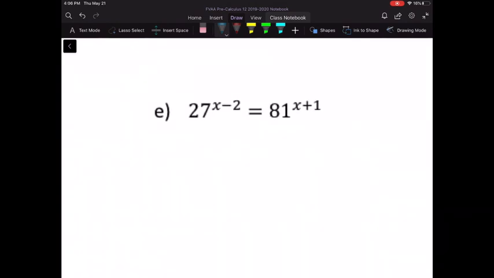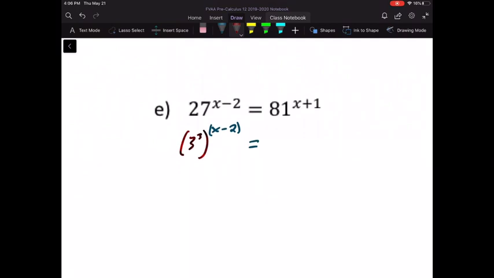27 and 81 are both exponents. If I have a base of 3 with various exponents, I can get to all of these numbers. So here, if I substitute 27 with 3 cubed, I want that green still, x minus 2, is equal to, and 27 times 3 would give me 81. So this would be 3 to the 4. And then again, this is x plus 1.